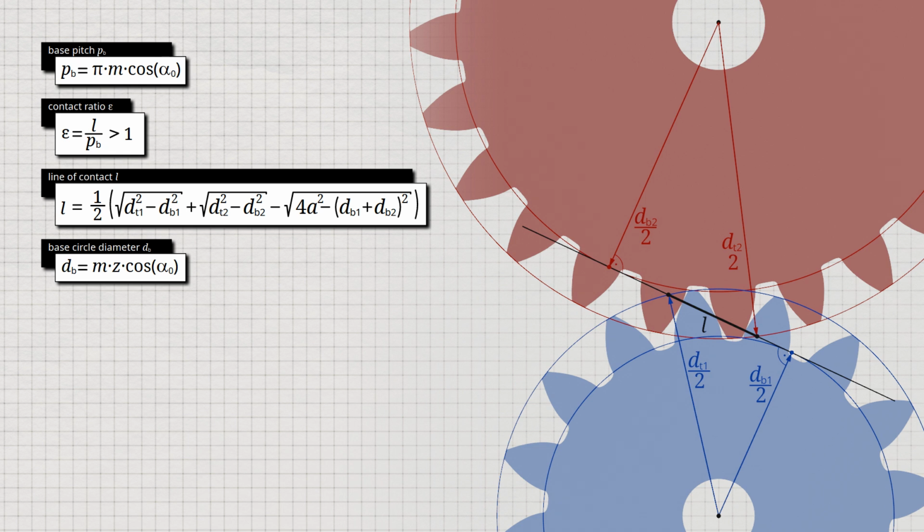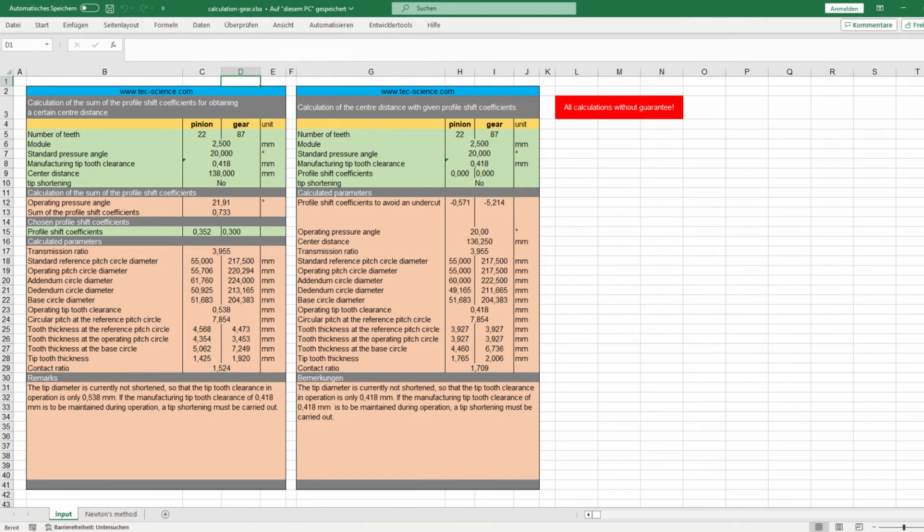Now all relevant parameters for the mathematical description of involute gears have been derived. In the video description, there is a link to an Excel spreadsheet that can be used to calculate the parameters explained in this video. Note that a possible undercut of gears is not taken into account in the formulas. This leads to a reduction in the length of the line of contact.